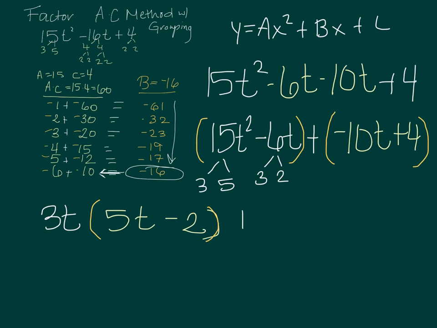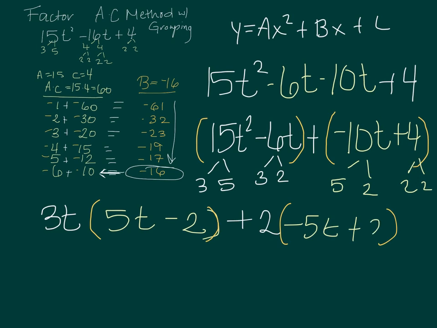Okay, so then I'm going to pull a GCF out of this other term. So what I'm pulling out now, let's look, we've got 5 and 2, 2 and 2. So it looks like 2 is our GCF. Pull out a 2. And then I'm taking negative 10t divided by 2 gives me a negative 5t. So much for color coding. And then 4 divided by 2 is a 2. Okay.